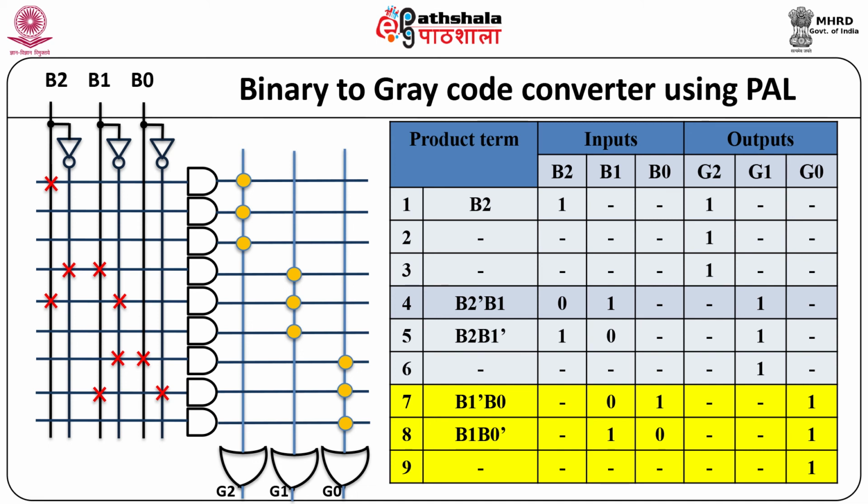Let us use the programming table to obtain G0. In this case, only product term 7 and 8 are present, 9th product term is absent. The 7th product term contains B1 bar and B0, hence crosslinks are provided between 7th AND gate and B1 bar, B0 inputs. Similar connections are made for 8th product term. No connections are required as the 9th product term is absent.